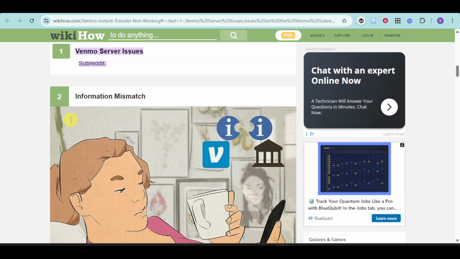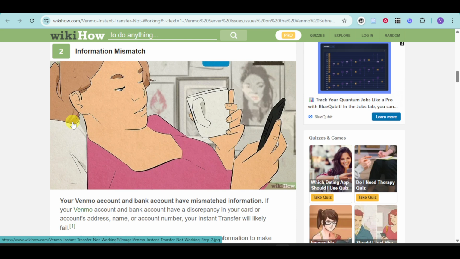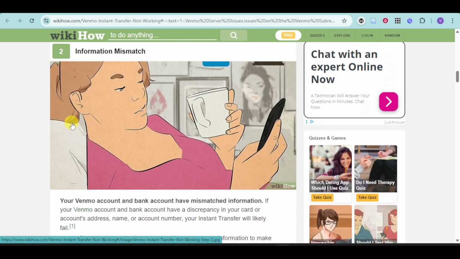Now, if it's because your information is mismatched, you need to actually match them both on your bank account as well as your Venmo in order to match this information and initiate the transfer again.